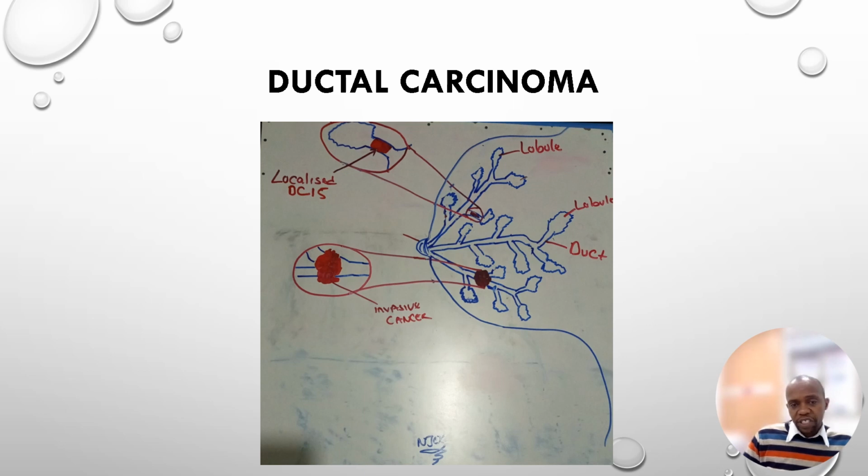You can see this is a picture of ductal carcinoma. This you can see here is localized. These are localized ductal carcinoma from the milk ducts. And here we have an invasive cancer, invasive ductal carcinoma. It has spread, it has invaded the nearby tissues.